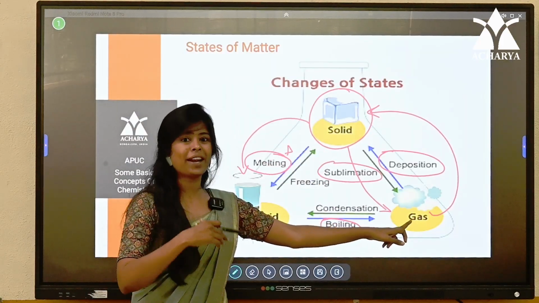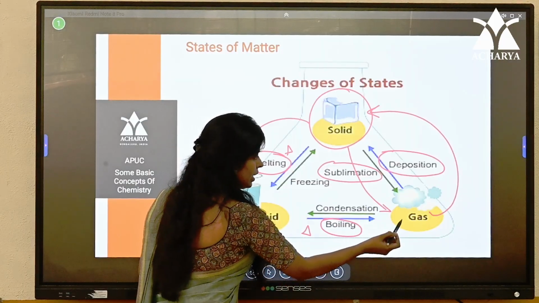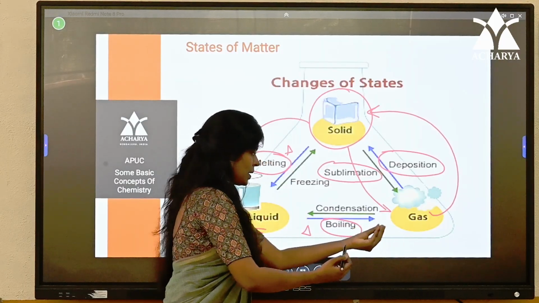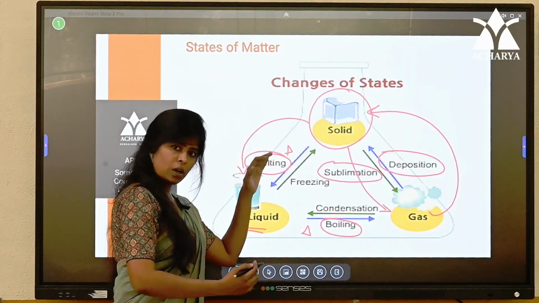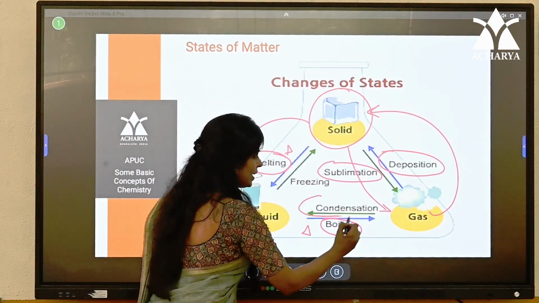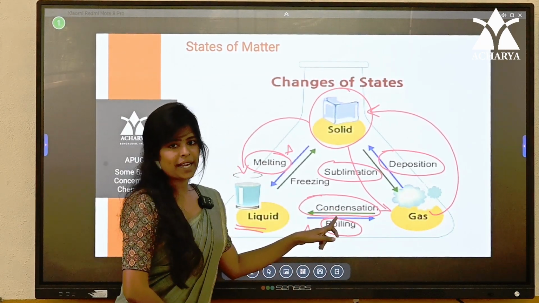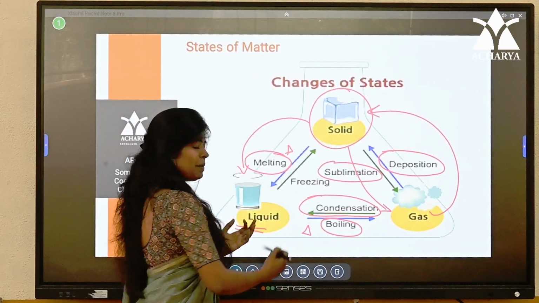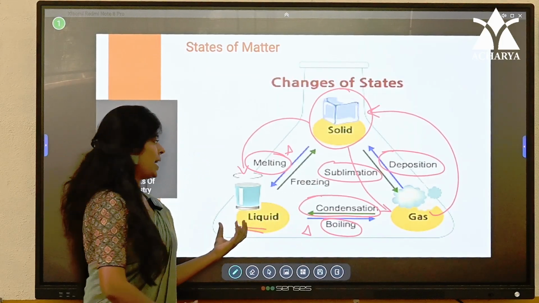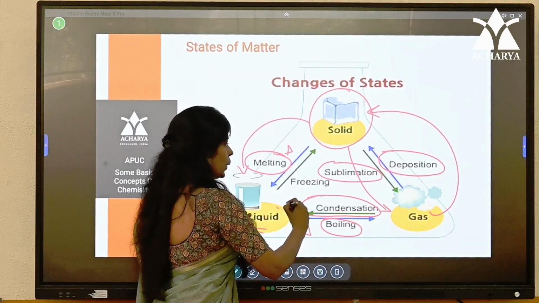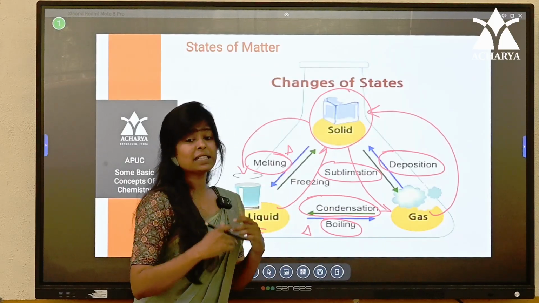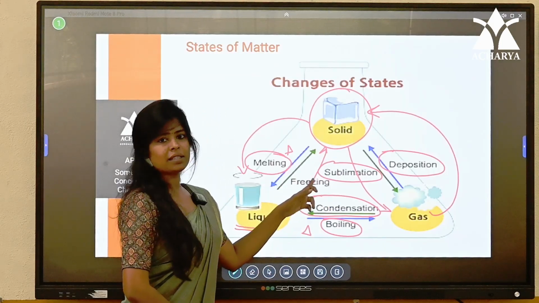to vapors or gas. Again, if you are taking a gaseous substance and you lower the temperature, it gets converted to liquid state, and that process we call condensation. Similarly, if you take any liquid substance and convert liquid to solid by lowering its temperature, that we call freezing.